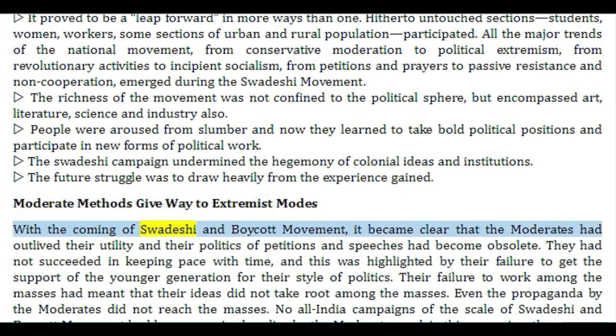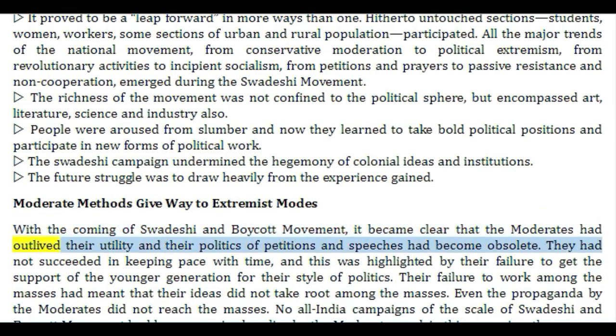With the coming of Swadeshi and boycott movement, it became clear that the moderates had outlived their utility and their politics of petitions and speeches had become obsolete. They had not succeeded in keeping pace with time, and this was highlighted by their failure to get the support of the younger generation for their style of politics.